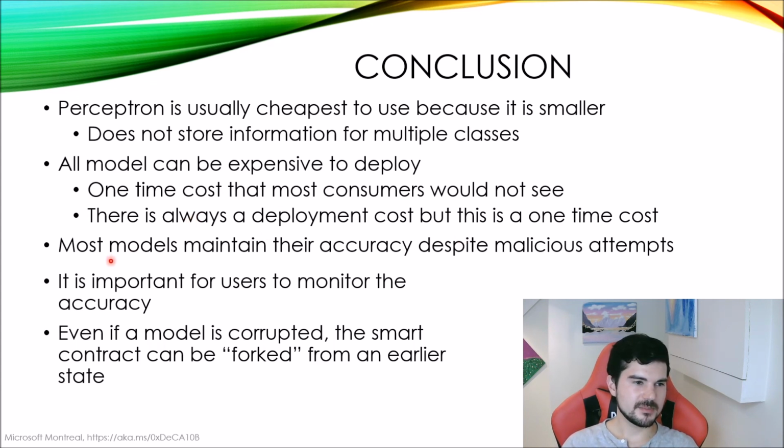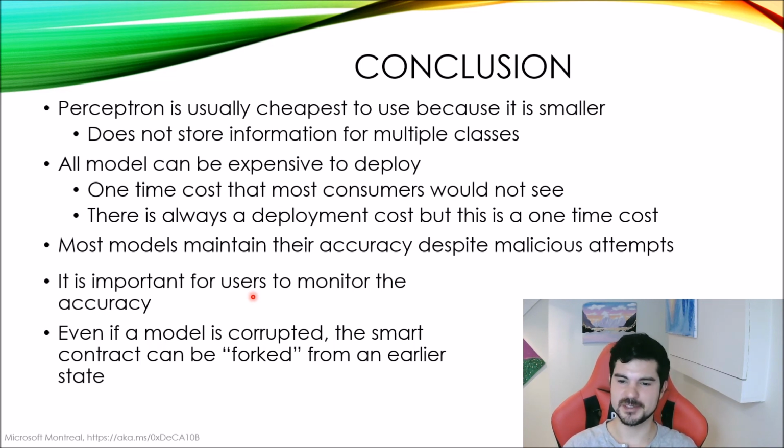Most of the models can maintain their accuracy despite malicious attempts, so that's what's important here, because a big concern could be, well, why would I put my model on a blockchain and leave it open to update if people can be malicious? But I'm showing that the models can still maintain their accuracy and the good people can profit. But what's important is that users need to be able to monitor that accuracy somehow. So there needs to be people, hopefully several groups, publishing accuracies on their hidden test sets and encouraging people to build their own test sets.